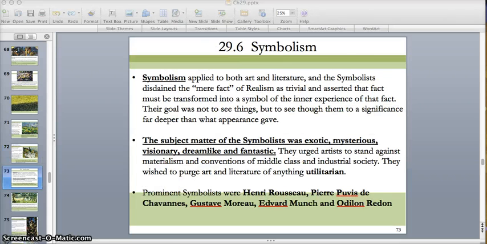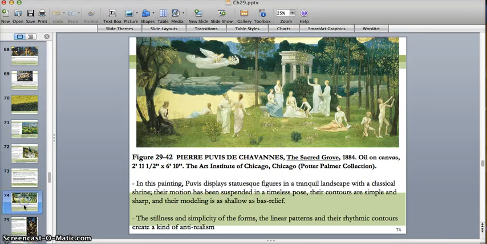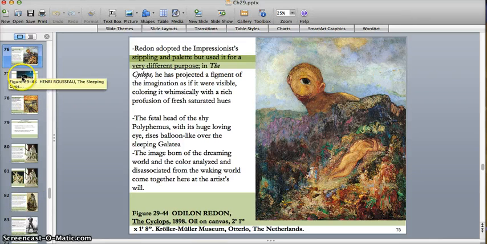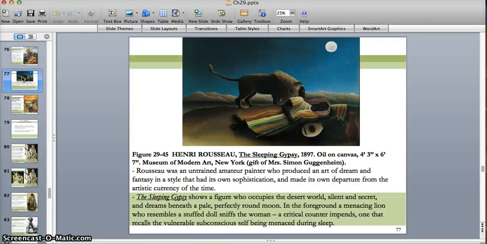Symbolism deals with the exotic, the mysterious, the visionary, the dreamlike, and the fantastic. So great examples of symbolist paintings are Munch, who is a good one to remember, and Gustave Moreau is perfect. And my favorite is Rousseau, Henri Rousseau, a French painter who is untrained, by the way. You should remember that. His paintings often look kind of simplified and childlike, but they almost always are depicting dreams or stories or things like that.